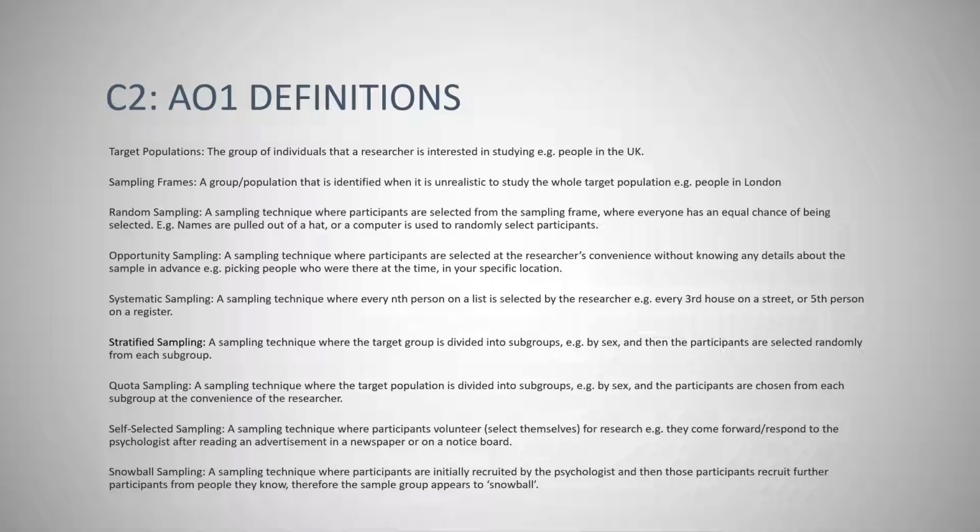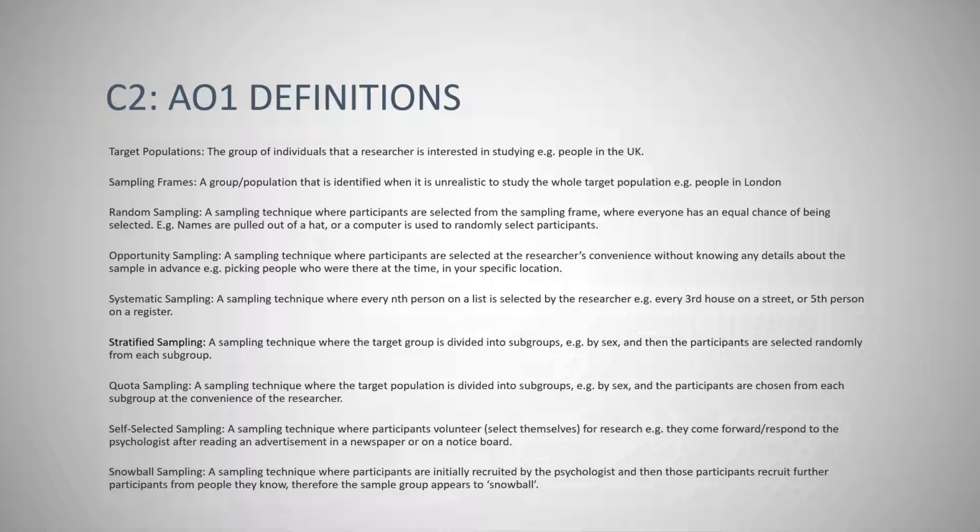Random sampling is a sampling technique where participants are selected from the sampling frame where everyone has an equal chance of being selected. So, for example, names are pulled out of a hat or a computer is used to randomly select participants. Opportunity sampling is a sampling technique where participants are selected at the researcher's convenience without knowing any details about the sample in advance. So, for example, picking people who were there at the time in your specific location.